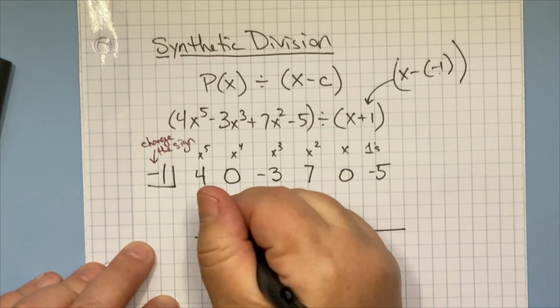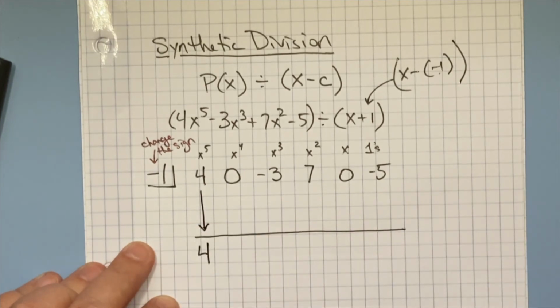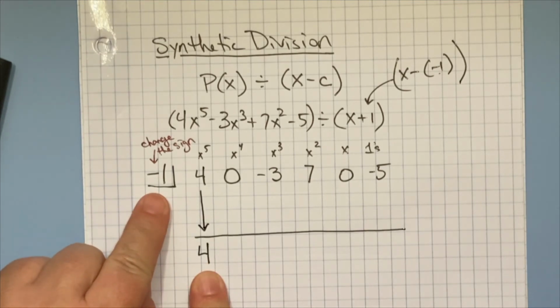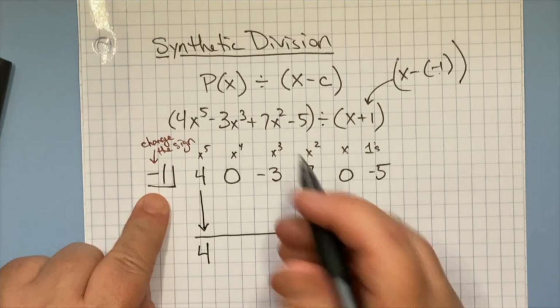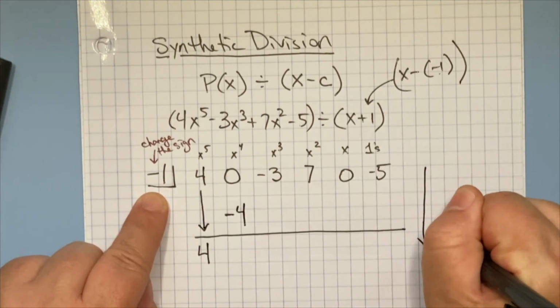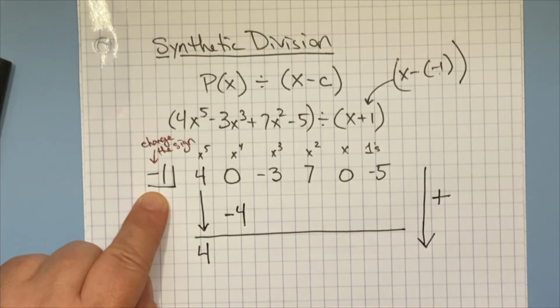Right off the bat, whatever number came first sticks around. That's it. You get to keep the 4. Now we get into the pattern. And the pattern's pretty cool. Once you learn the pattern, it goes really fast. So you take the 4 that came down here, and you multiply times -1. 4 times -1 is -4. And then as you come down, you add, just like with the standard division.